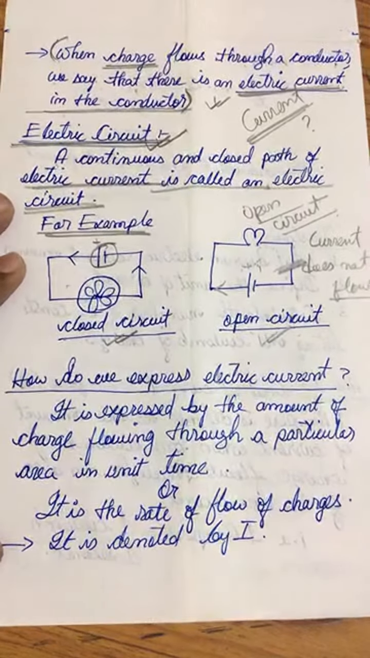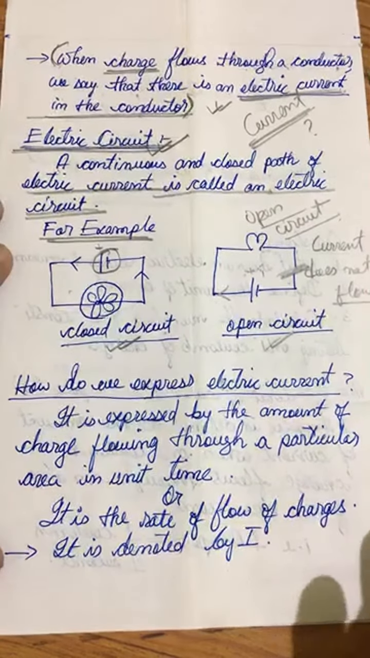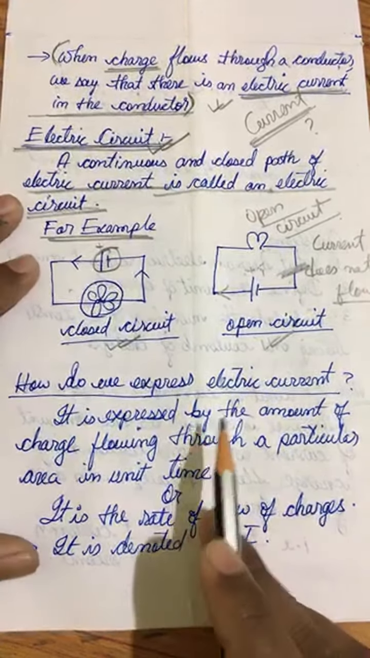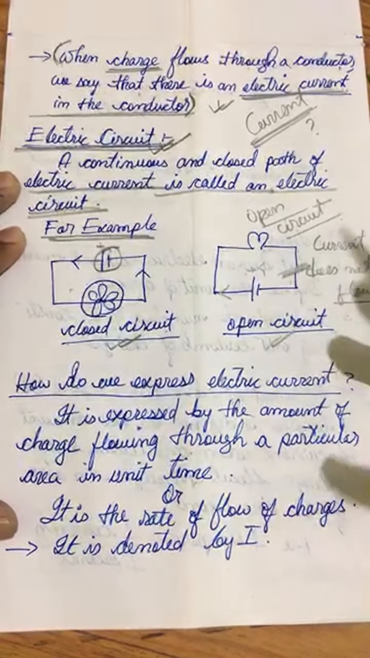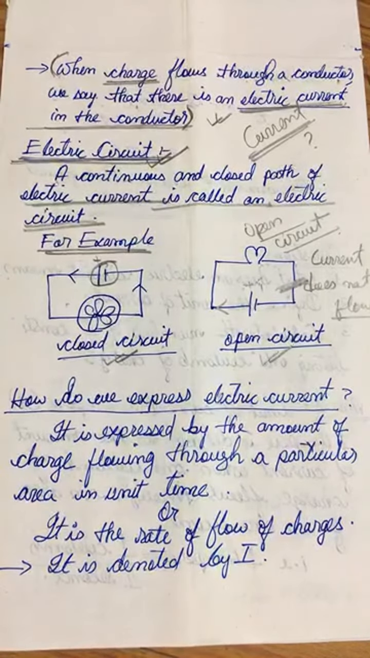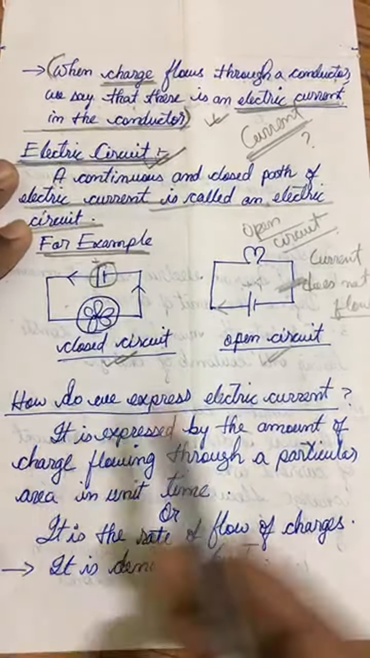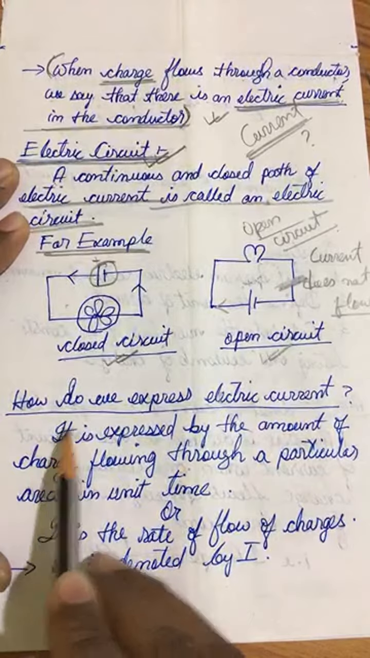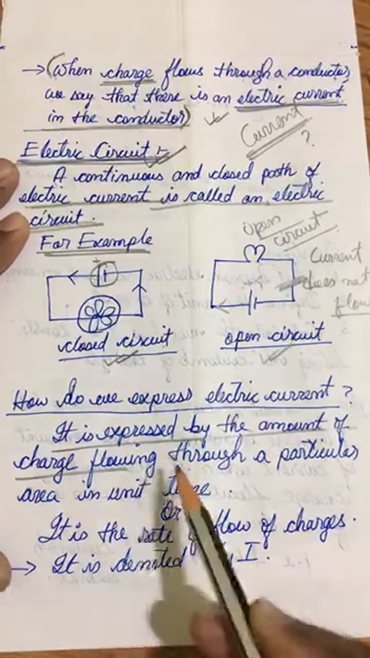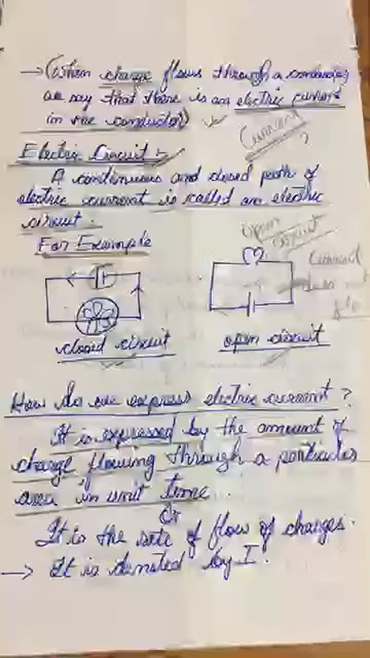Electric current is a physical quantity. That means we have to measure it, and to measure electric current we require a certain method or a formula. So how do we measure electric current? For that, electric current is expressed by the amount of charge flowing through a particular area.